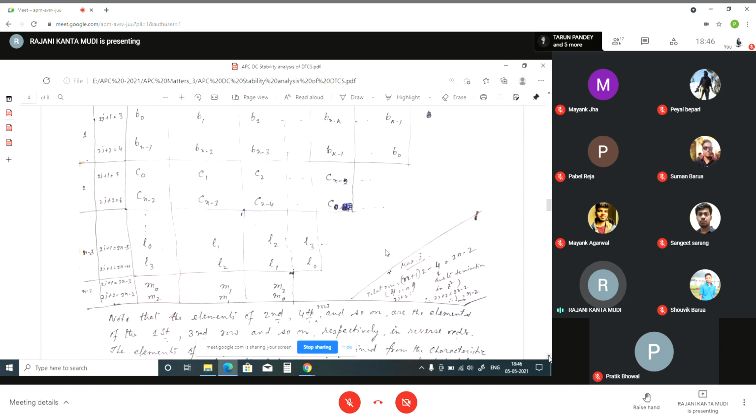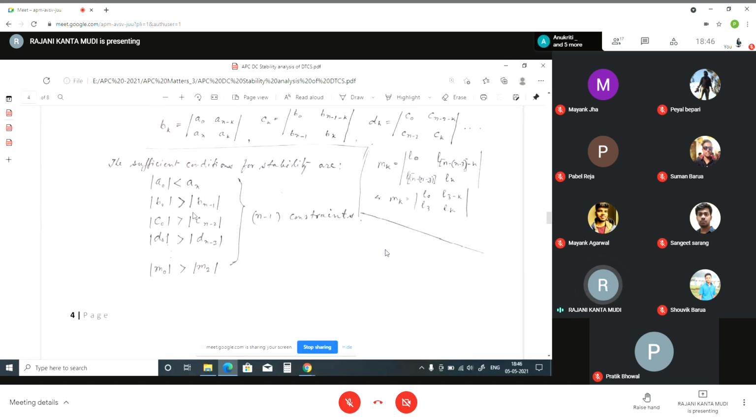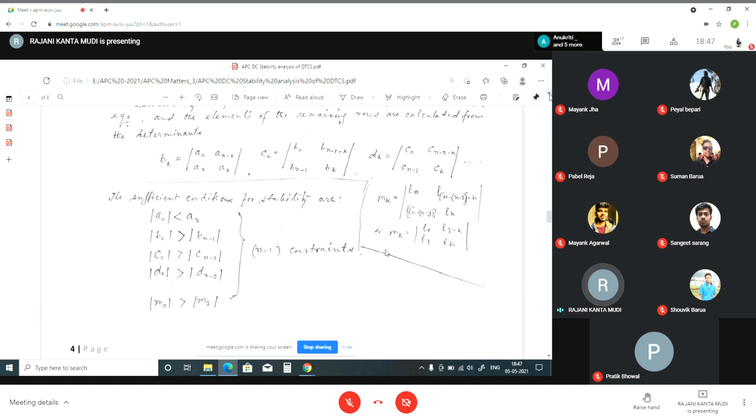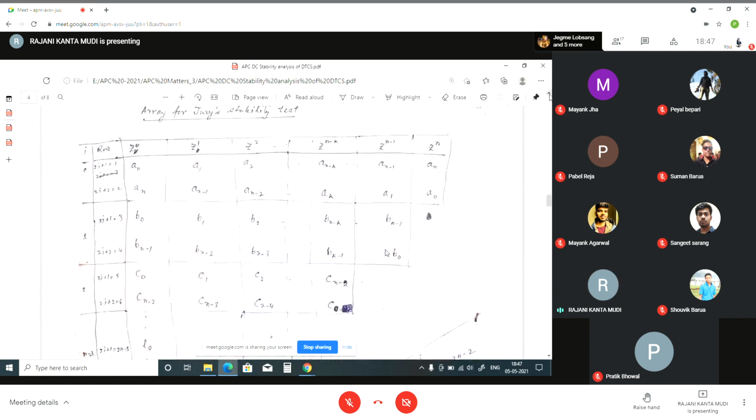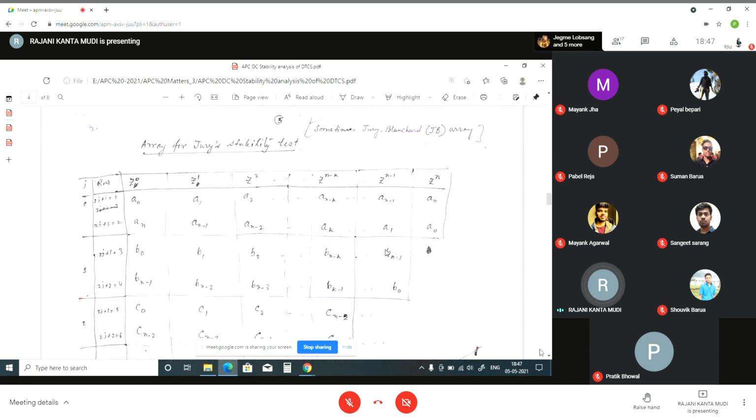after adding each row, you just apply this sufficient condition. After forming the b row, you check whether the modulus of b0 is greater than bn minus 1. If this is not satisfied, then you need not compute any further coefficients. At this point, you can conclude that the system is unstable since it does not satisfy the sufficient condition. That means the system has one or more roots outside of the unit circle. Do you understand?